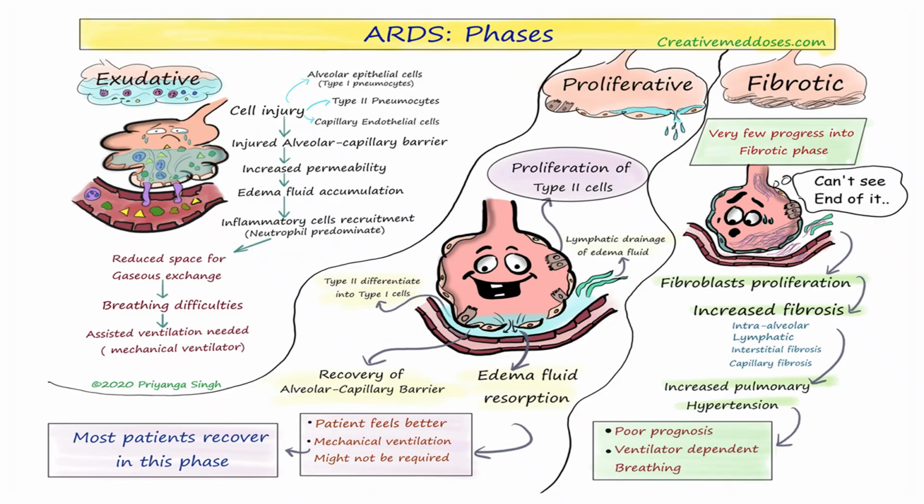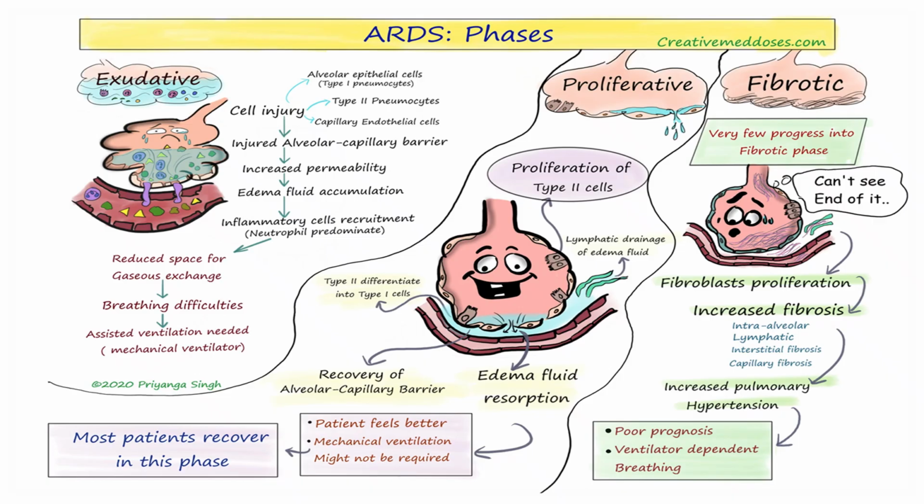ARDS is going to be divided into 3 phases. The first phase is the exudative phase, and that is where you're going to have that initial diffuse inflammatory response where you have that release of those pro-inflammatory markers and the increased capillary permeability and the leakage into the interstitial space of the lungs. And that's when the patient's going to experience significant hypoxia, and they may require mechanical ventilation at this time.